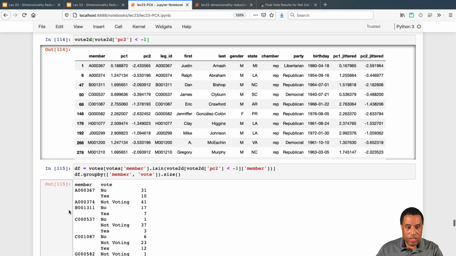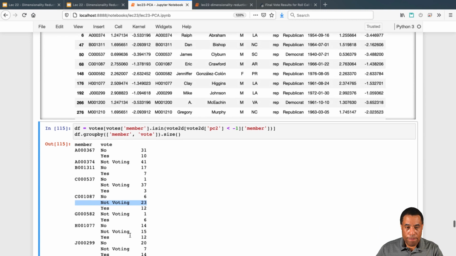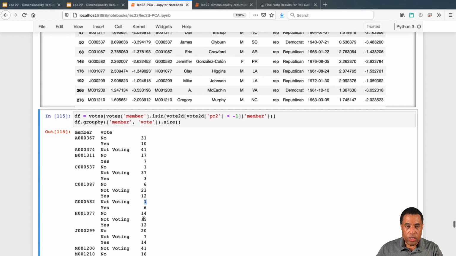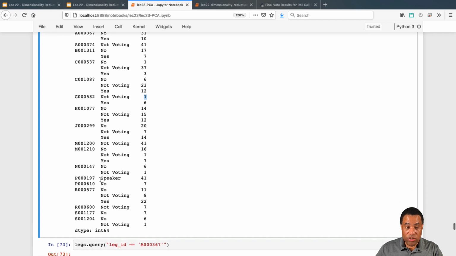If we look at B1311, we can see they voted no 17 times, they voted yes 7 times. Here's another person who didn't vote 37 times. Another person who didn't vote 23 times. Another person who only voted yes 6 times and didn't vote 1 time. And so on.